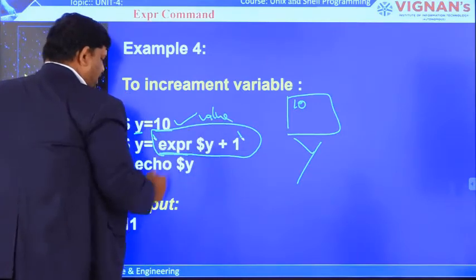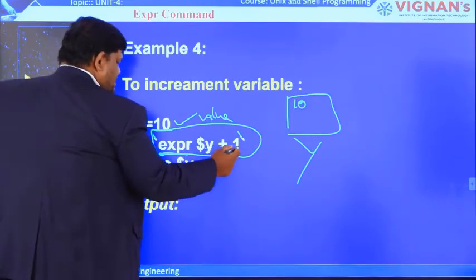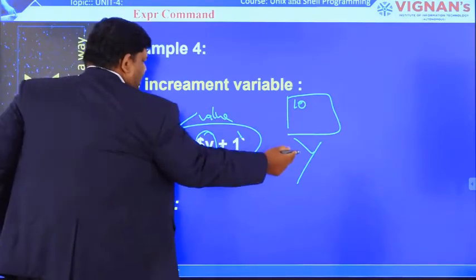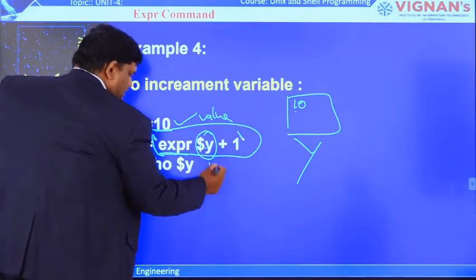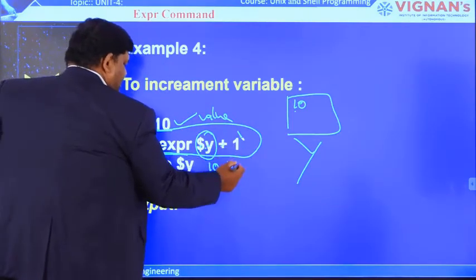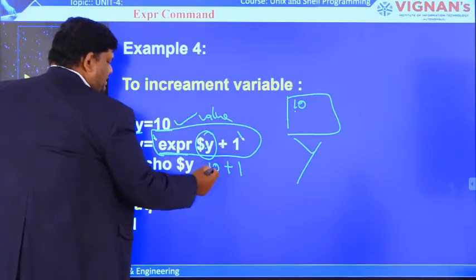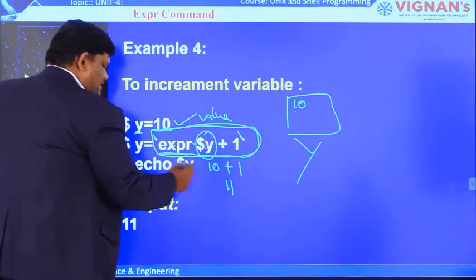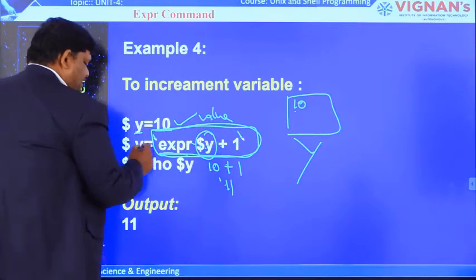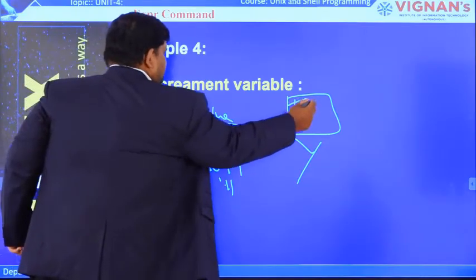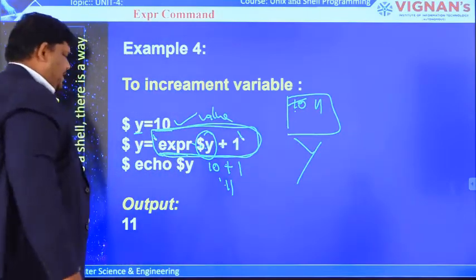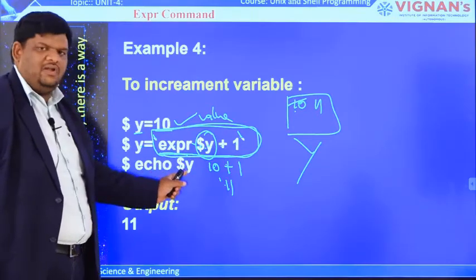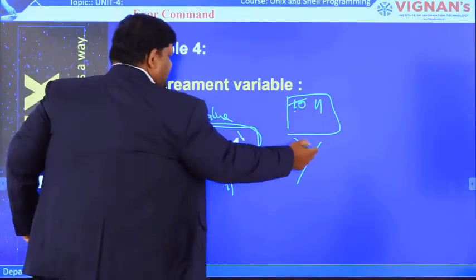We know that variable is equal to value. Here, expr $y plus 1. $y means we are trying to access the value present in y. In y, the value is 10. So $y is nothing but 10. Next, the addition operator plus, and the other value is 1. Now expr 10 plus 1, the answer is 11. Now the output of this entire thing is 11. Now this 11 is assigned to y. So the old value is replaced with the new value, that is 11. Now y contains 11. Now you are trying to print the value present in y, echo space $y. So we know that the value present in the variable y is 11.